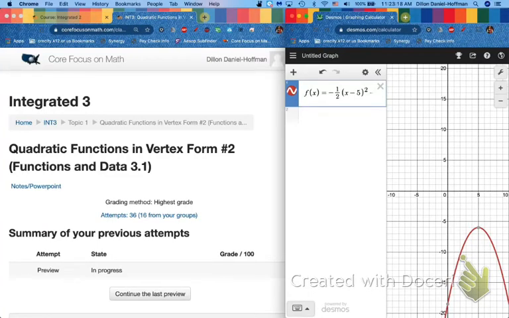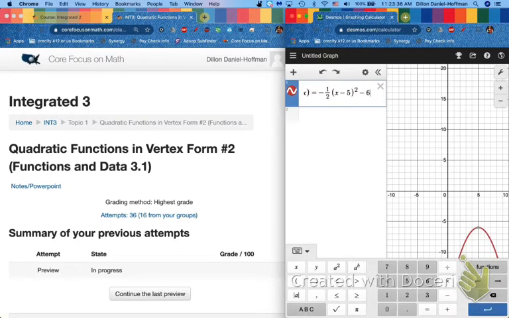Quadratic functions in vertex form number 2. Check out what I left from the last assignment over here on the right. This is the last equation we had that reviewed the concept of going 5 right, and then on the outside, minusing 6 means 6 down, so right 5, down 6.